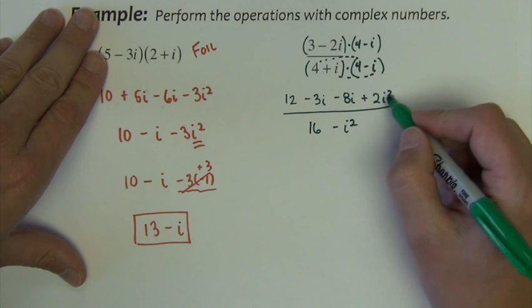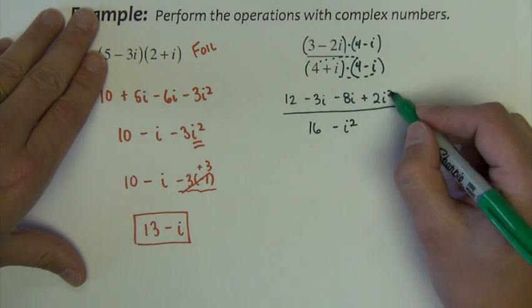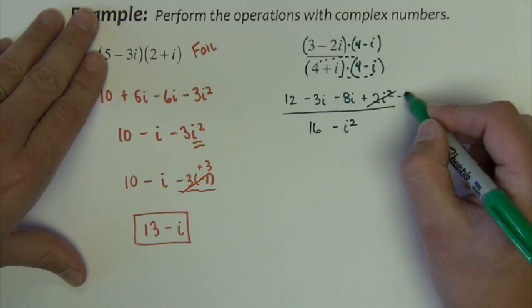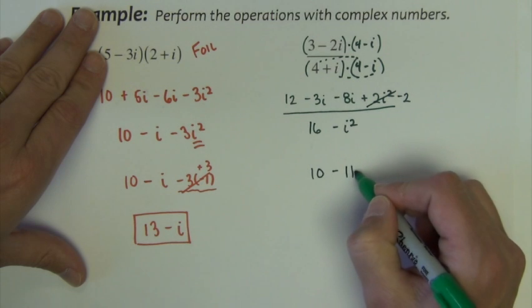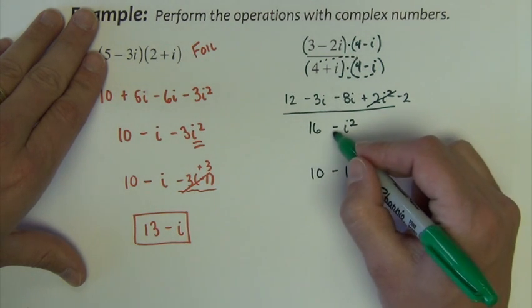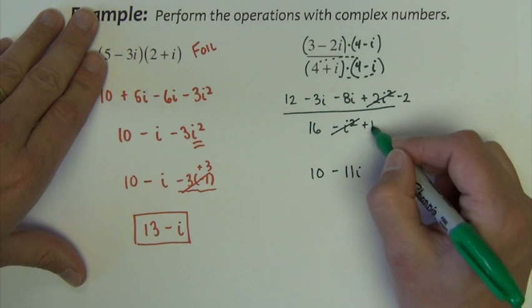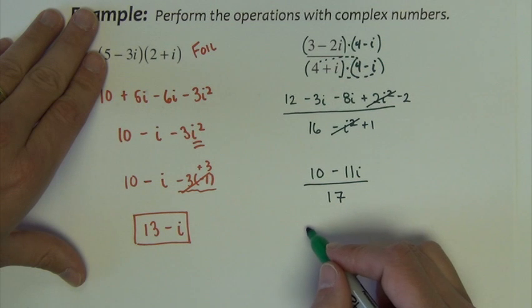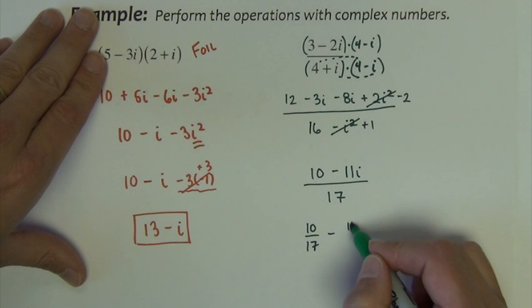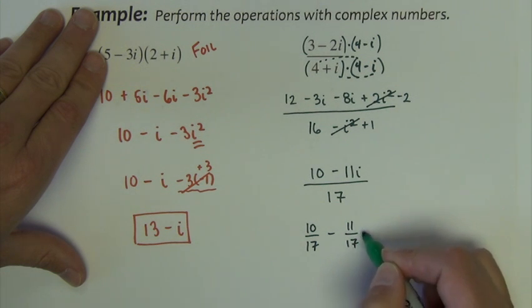The numerator, let's just go a little faster here. This positive 2i squared is really the same as a negative 2. So that makes 10 minus 11i. And this negative i squared is really the same as a positive 1. So over 17. If we split it up, we get the fraction 10 17ths minus 11 17ths i.